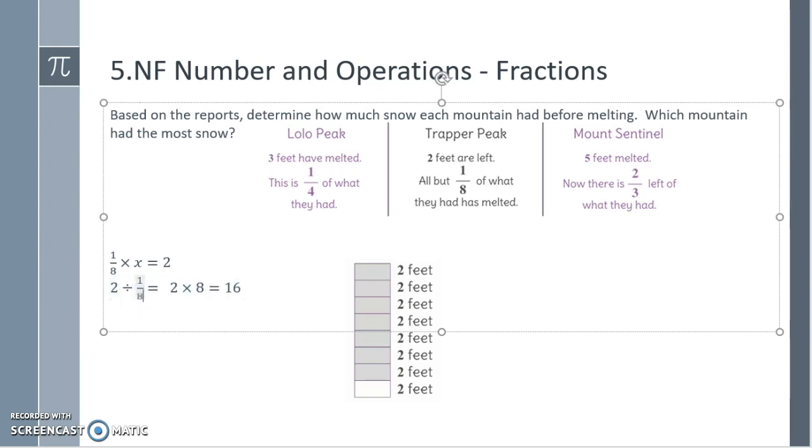So 2 divided by 1/8 is the same as 2 times 8, because there are 8 1/8 per foot, but we have 2 of them. So 2 times 8 is 16.